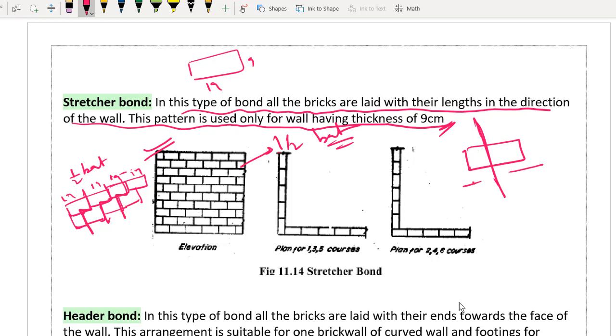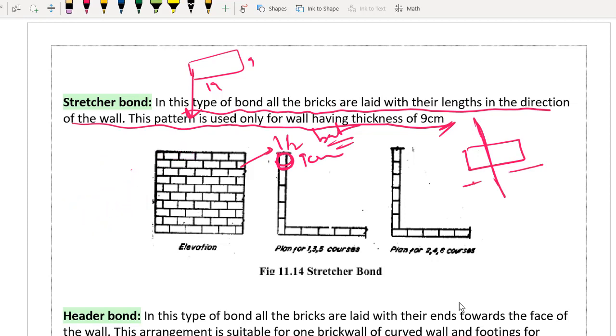See the stretcher bond, what is the thickness? If you see from the top, this is 19 cm brick, right? Length is 19. So what is the dimension? The thickness whatever you have from the top, अगर देखोगे तो कितना रहेगा thickness? The thickness will be 9 centimeter, right? So these type of walls you can use for interior purpose. Okay, partition wall के लिए आप use कर सकते हो.